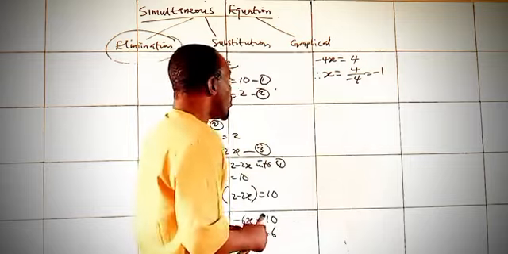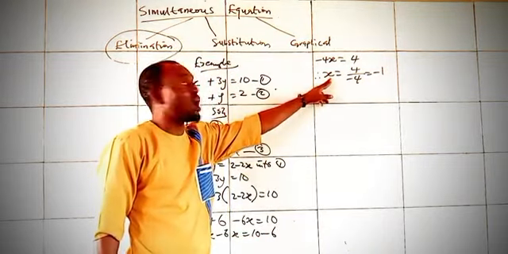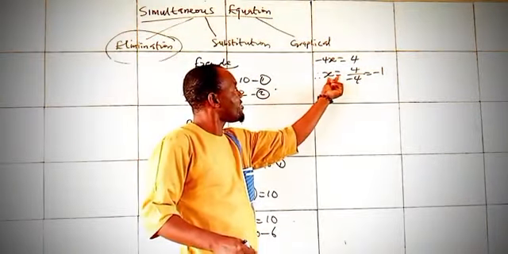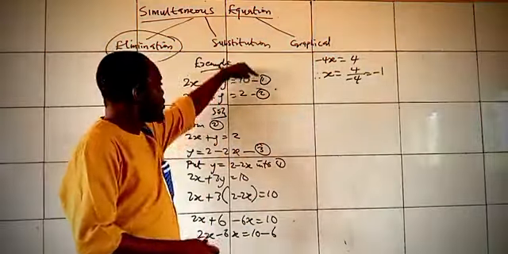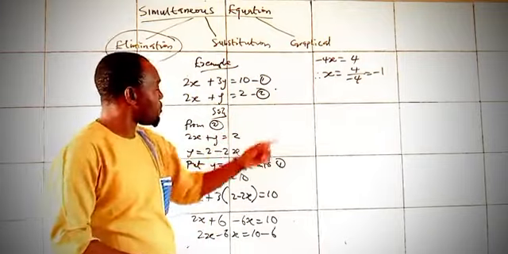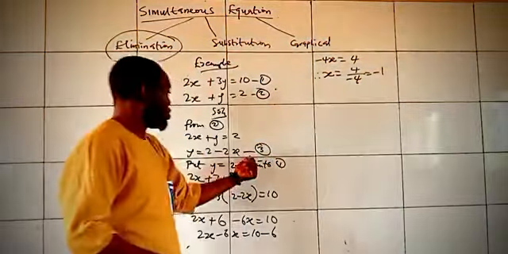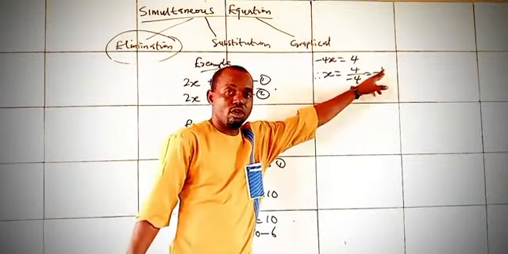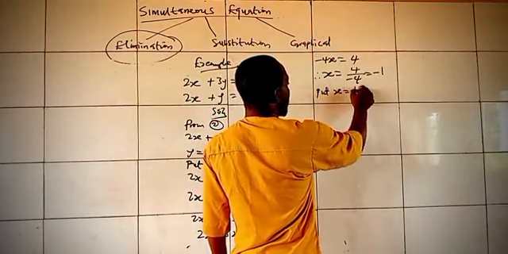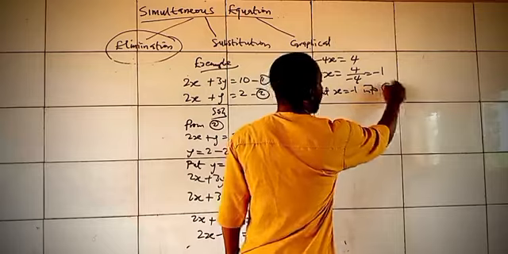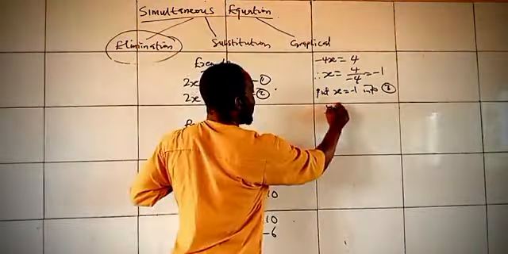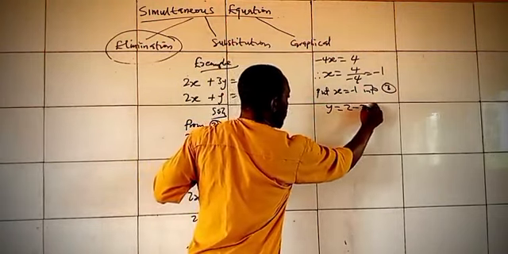So the next thing we'll do, we have already looked for x, but we have not looked for y. We have used equation 1 and equation 2, but we have not used equation 3. So anywhere we see x in equation 3, we'll replace it with minus 1. So we'll now say put x, which is equal to minus 1, into equation 3. This is the equation 3 that we have here: y equal to 2 minus 2x.